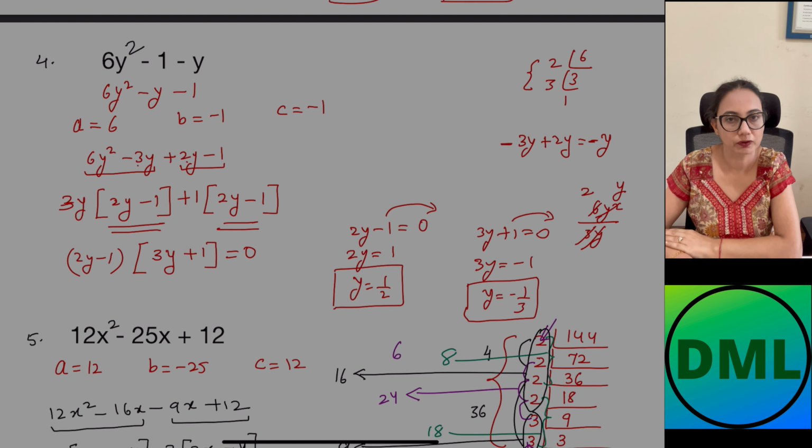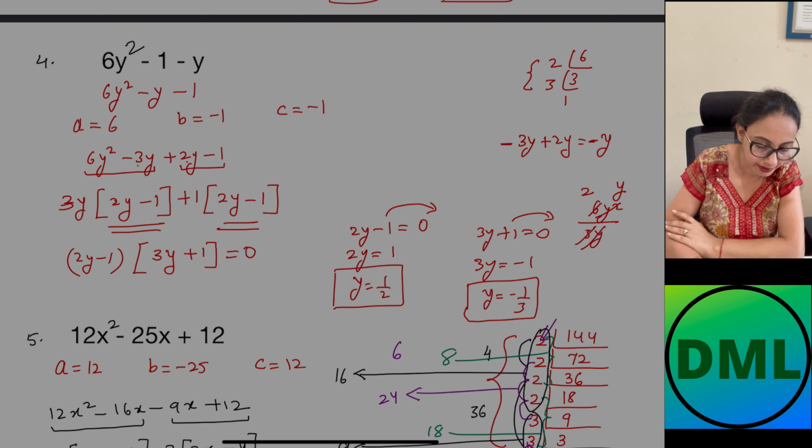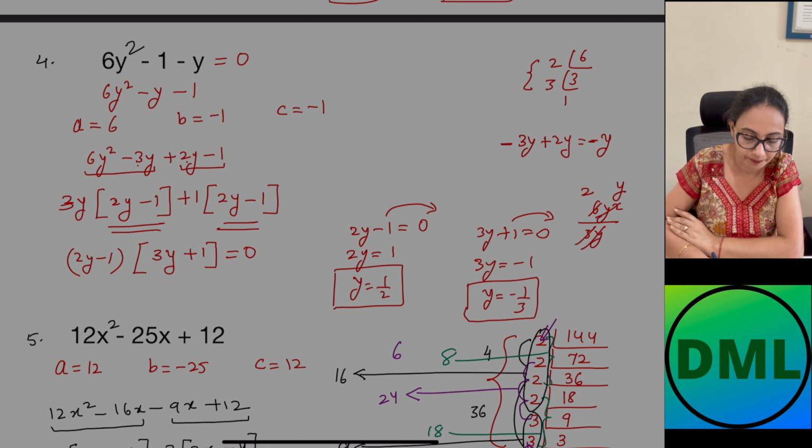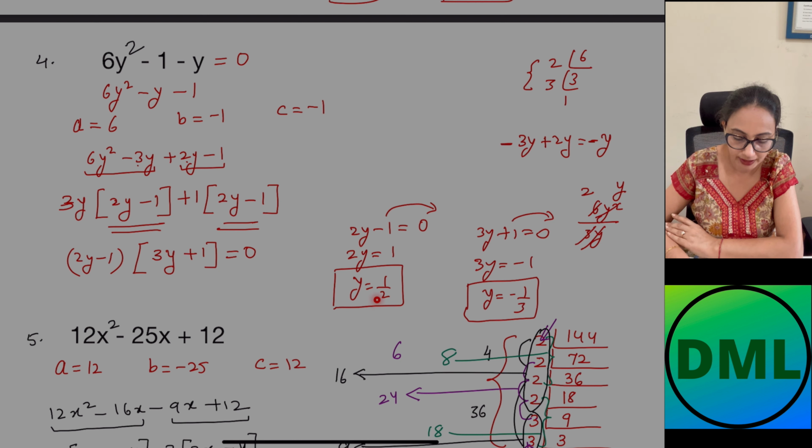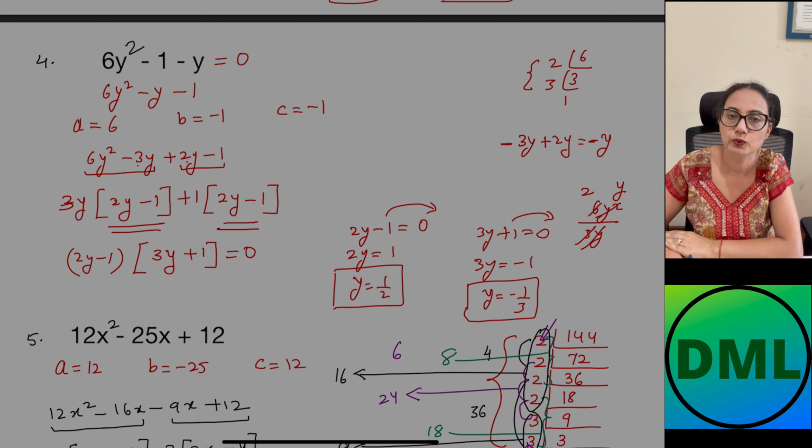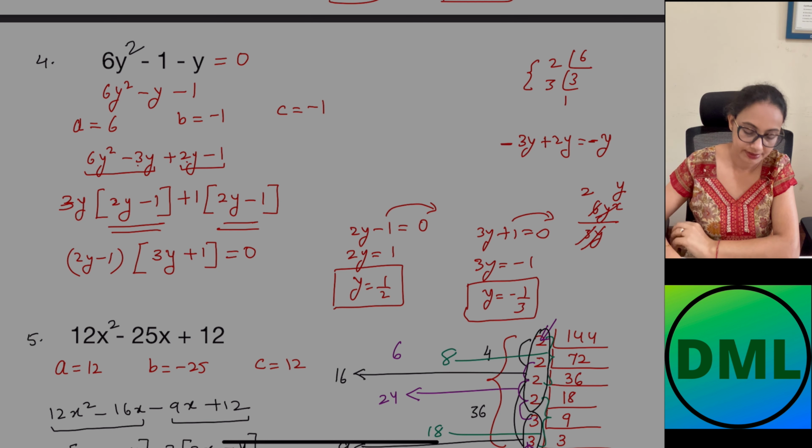If they tell you to solve the quadratic equation, that means this should be given as 0 to you and you have to factorize this. You have to reach here and both are equal to 0. You have to get the answers as y is equal to half and y is equal to minus 1 over 3 are the roots of this equation, or you solve the quadratic equation. Let's see the next example.